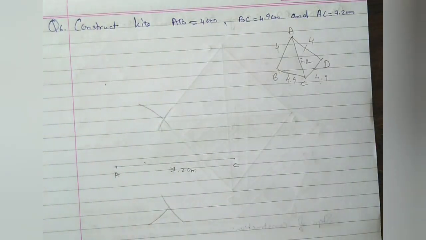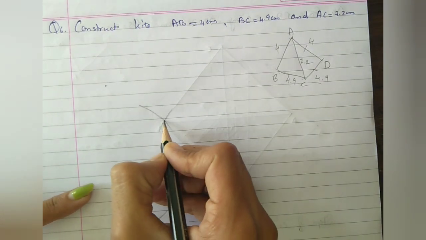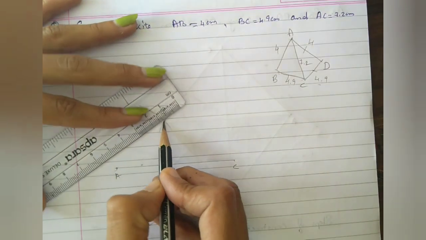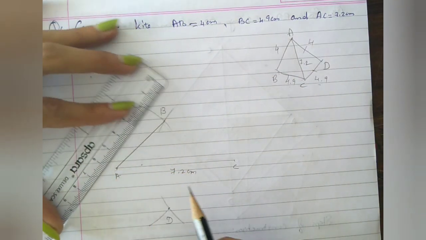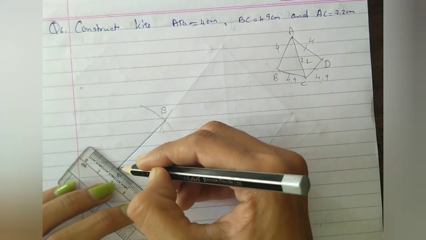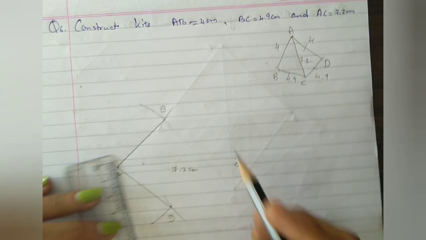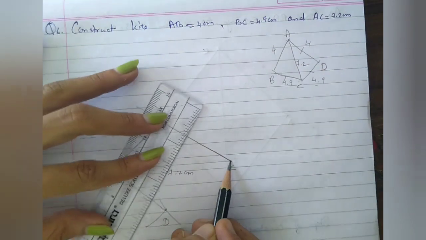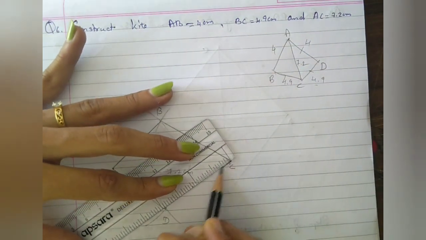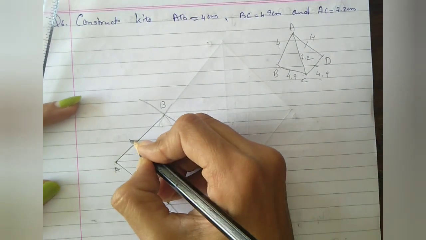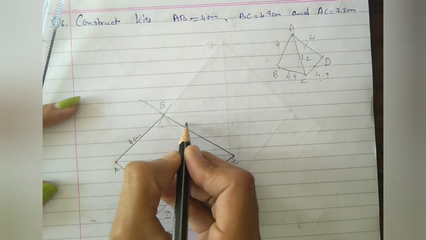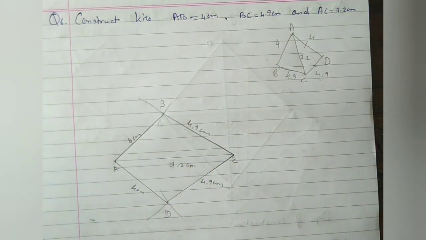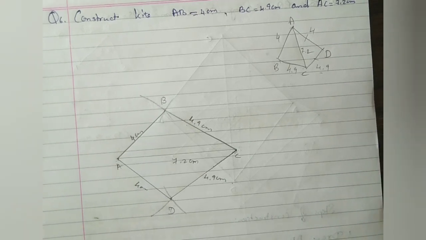Now connect this. This is A, this is B, C, and this one is D. First connect AB, then AD, then BC, then DC. Let us write, this is 4 centimeter, 4 centimeter, 4.9 centimeter, and this is also 4.9 centimeter. Construct the kite, right?